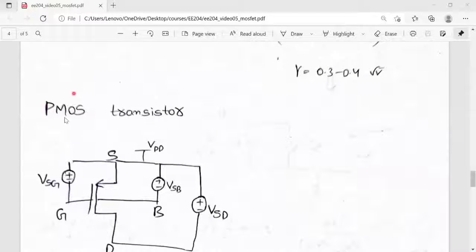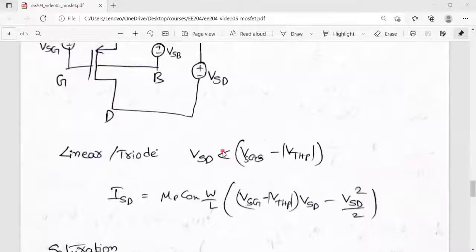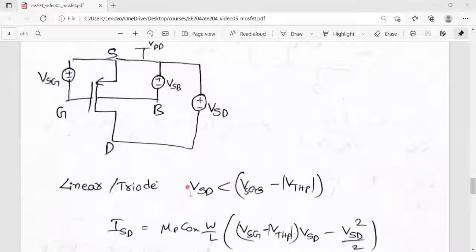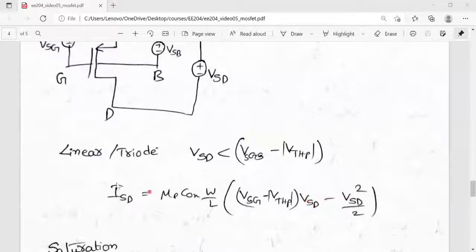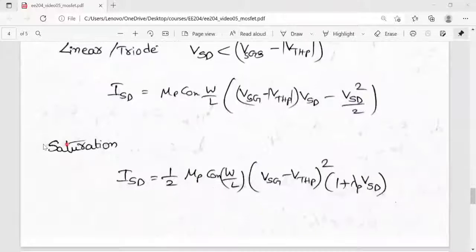For PMOS transistor, formulas are similar with the reverse voltages. Here, for this configuration, VSD is less than VSG minus VTH. We will get ISD with this formula, and we can find saturation current with this formula, which is very similar to NMOS.